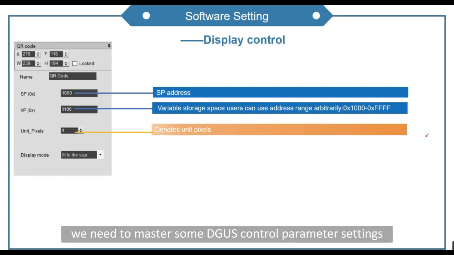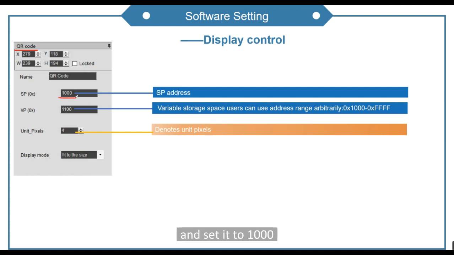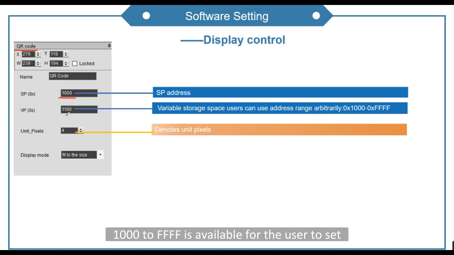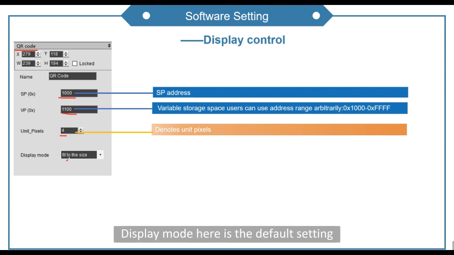Next, we need to master some DGUS control parameter settings. This is the QR code display control. We need to use the SP address and set it to 1000. This is the VP address. 1000 to FFFF is available for the user to set, so we set it to 1100. Unit pixels set to 4. Display mode here is the default setting.